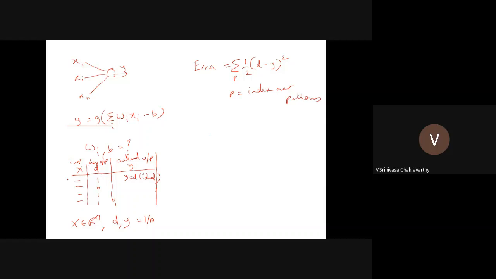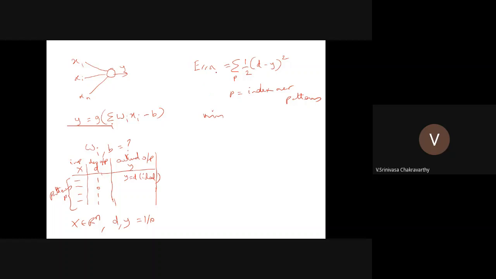These are the input patterns, these are the output patterns, and these are the patterns in the training data set. So the index p is the index over these patterns. I loop over that and add up all the squared errors. Ideally, if it is 0, then for every case d is equal to y. In general, that may not be the case. So the question now is to minimize.